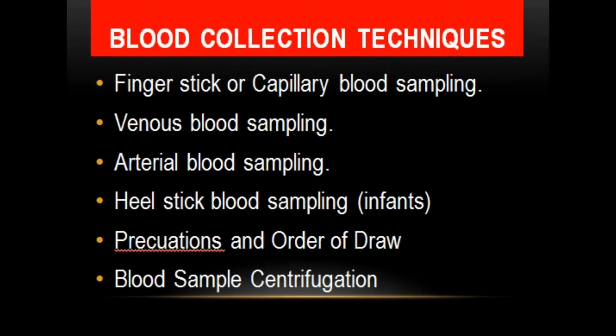Then, to perform CBC, we should be aware of different types of blood collection techniques, as well as blood collection tubes, which are mandatory to understand the prevention and treatment of the disease. In our lab, we will follow the first type of technique, which is the finger stick or capillary blood sampling technique. Using a sterile safety lancet, the finger is punctured at the center of the finger, and usually the third and fourth finger is selected.